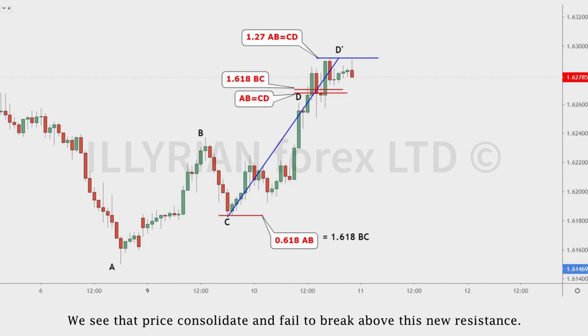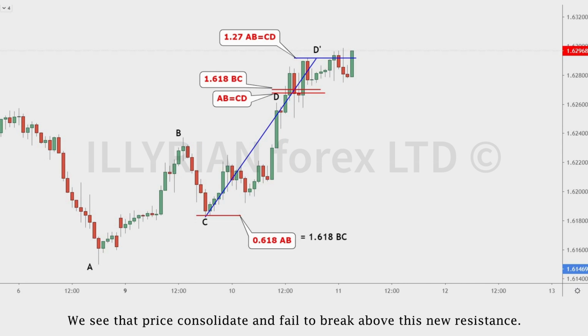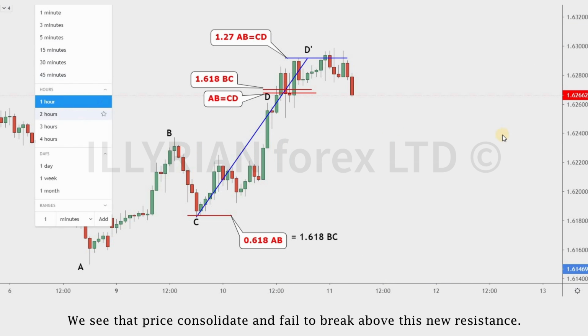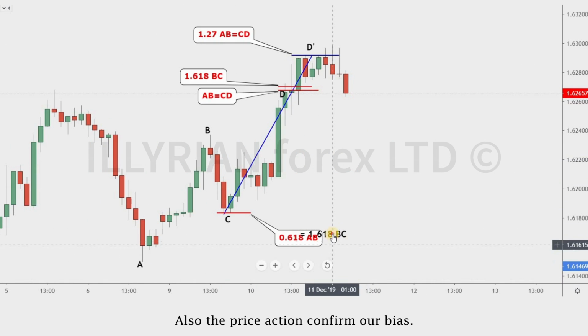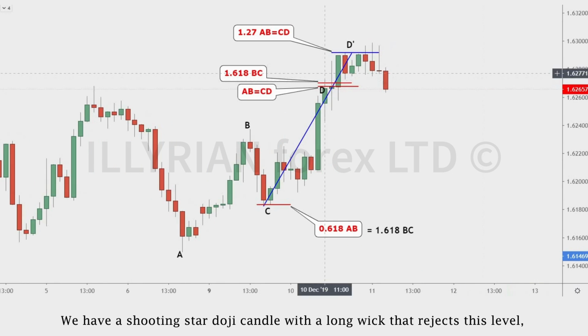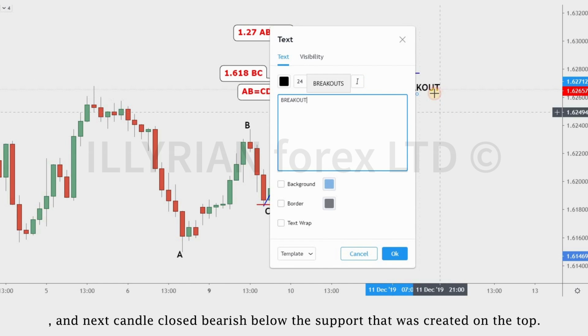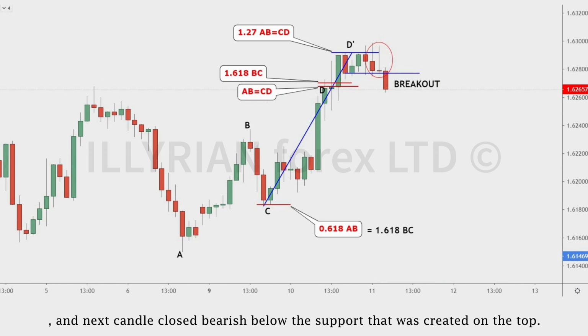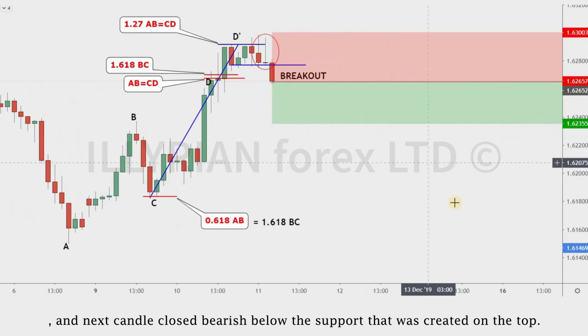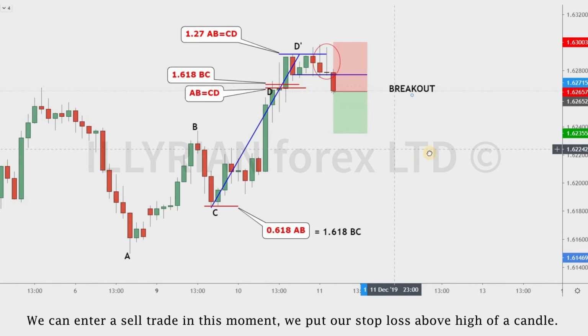We see that price consolidates and fails to break above this new resistance. Also, the price action confirms our bias. We have a shooting star doji candle with a long wick that rejects this level, and the next candle closed bearish below the support that was created on the top. We can enter a sell trade at this moment.